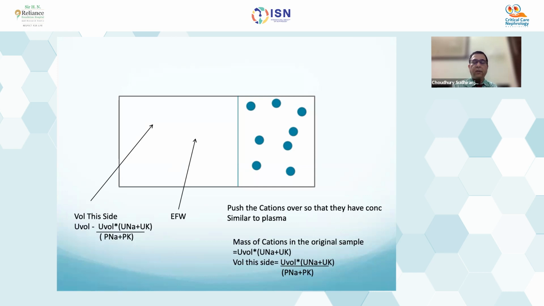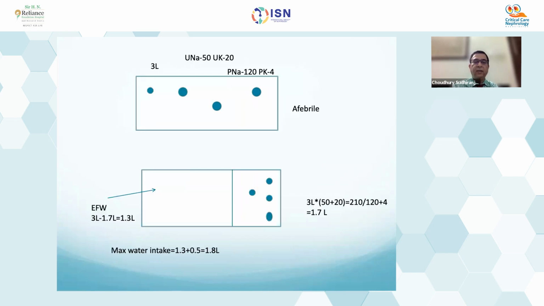So let us go for some investigation and see how we can manage that patient. Let us say that the patient has hyponatremia, and it is a euvolemic hyponatremia with SIADH. The plasma sodium is 120 and plasma potassium is 4, and the patient is afebrile. Why I mentioned afebrile is that if the patient is febrile, the insensible loss will be higher.